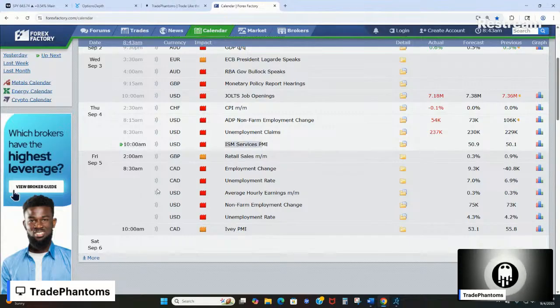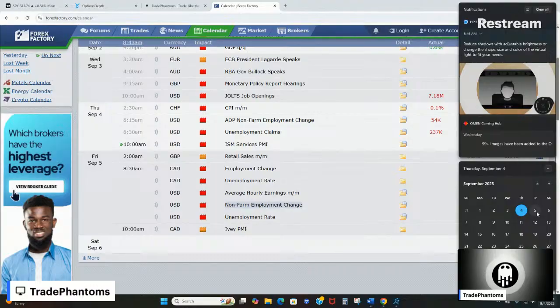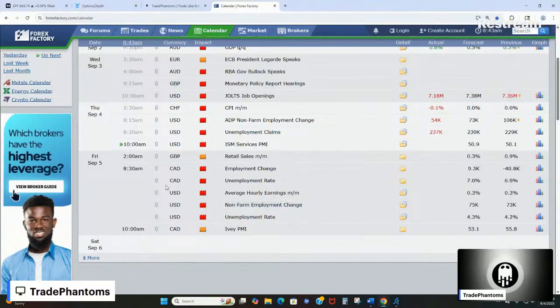Tomorrow being Friday, just while I'm here staring it in our face, we do have average earnings for tomorrow. Non-farm payroll change tomorrow, unemployment rate. That's a big one, folks, right? NFPs, non-farm payroll, first Friday of the month. Here we go, September 5th being tomorrow. That's a big one, not only just for equities, but even currencies as well, right? So I just want to put that out there.